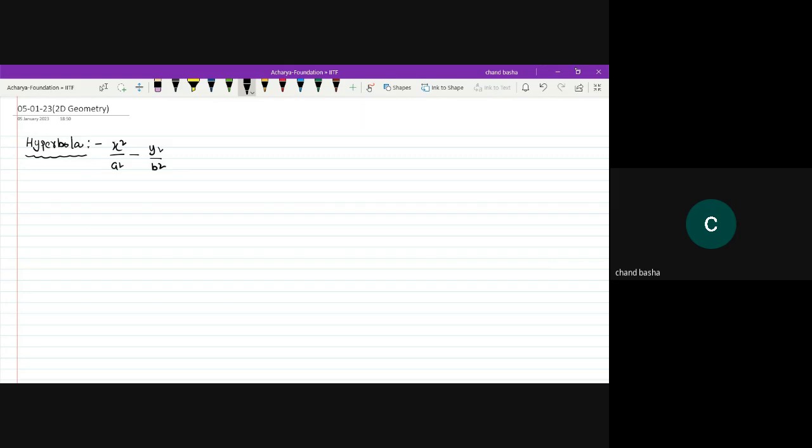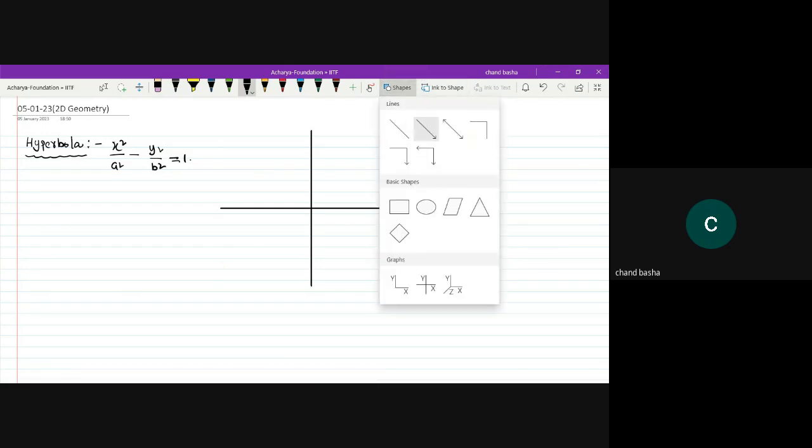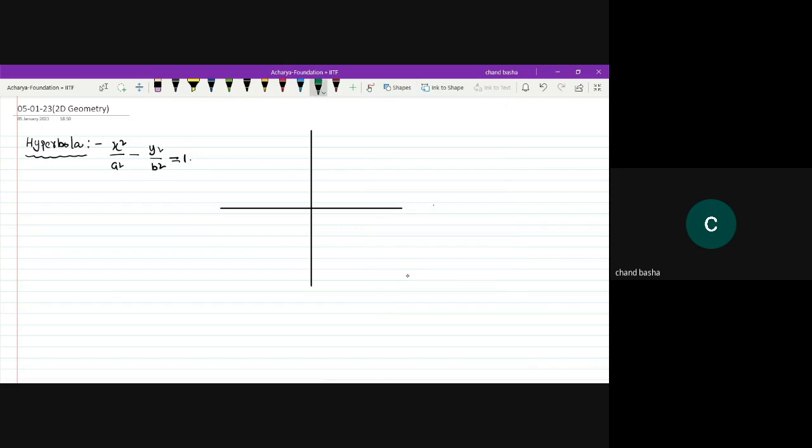So you have to remember just the equation of the hyperbola, and its shape is the same as an ellipse, but the ellipse is a closed figure. It is open. It is an open figure, right? So let us take open right, open left. So this is your hyperbola. Here it is your center. Center is at 0, 0.